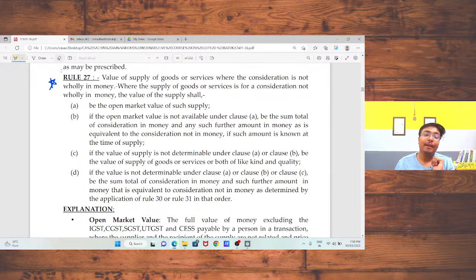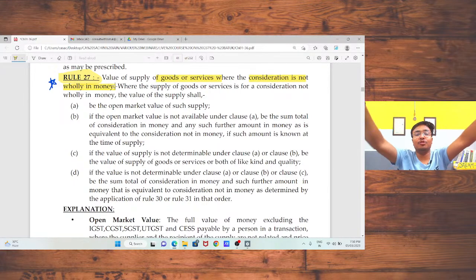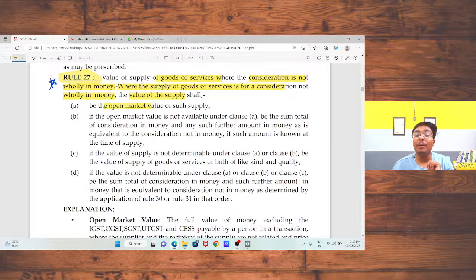Okay, sir. Now, rule number 27. Sir, when will this rule apply? Value of supply of goods or services where the consideration is not wholly in money. That means, if I am going to supply certain things to Mr. X, and I am not getting the whole amount in money, I am getting something else other than money. In that case, where the supply of goods or services is for a consideration not wholly in money, the value of supply shall be the open market value of such supply.